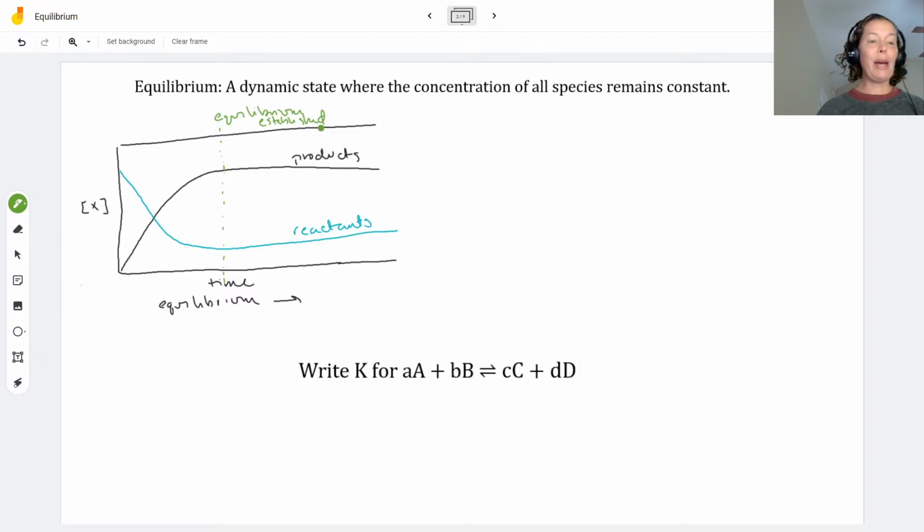So let me draw that plot. This is the other condition that must be met for equilibrium. So we have a state where the concentrations, again, it's a dynamic state.